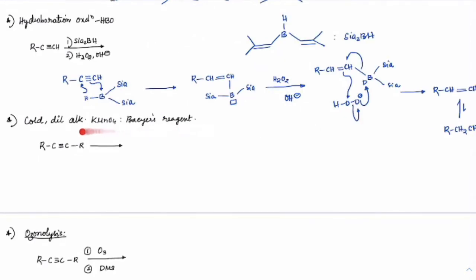Next is alkaline KMnO4, what we call Baeyer's reagent. Conditions are that we need to take cold dilute alkaline KMnO4. In that case, we have seen how the reaction proceeds. Basically, we will have a manganese group attached to that.